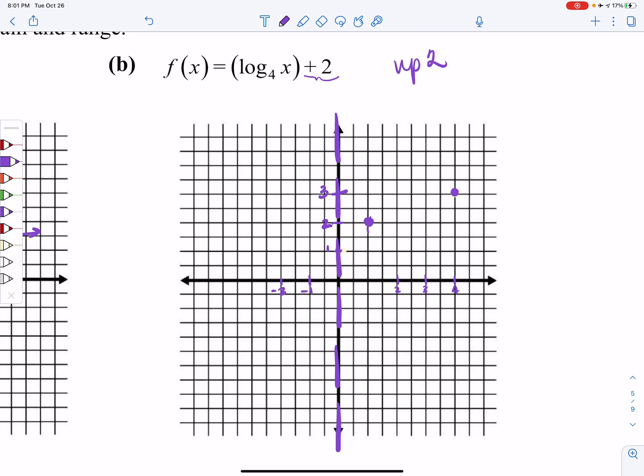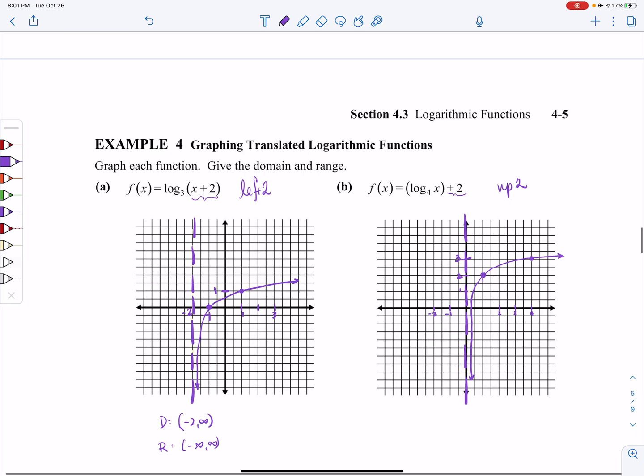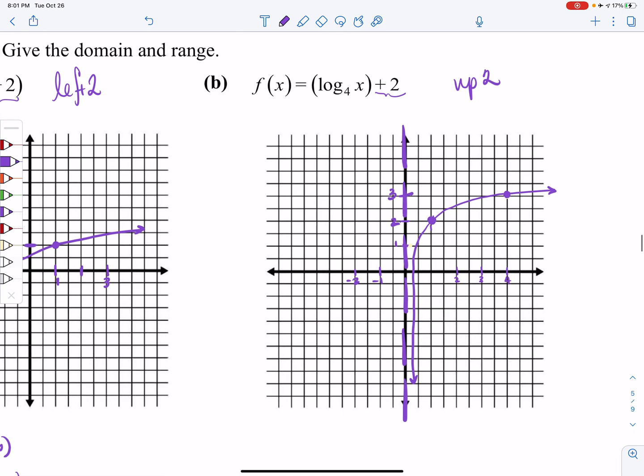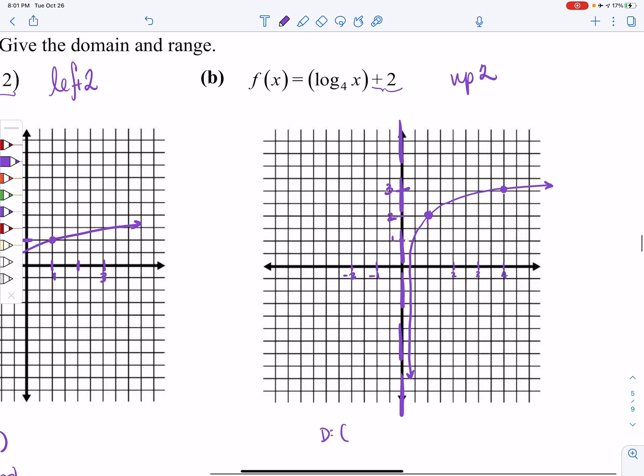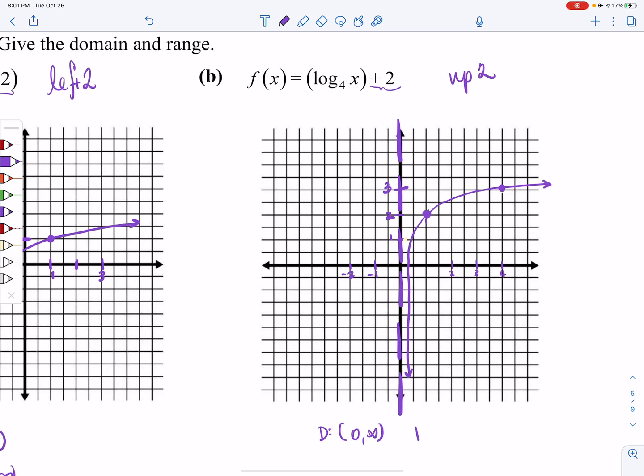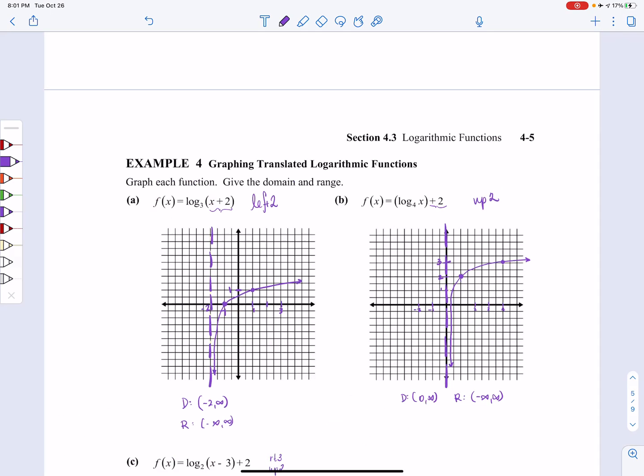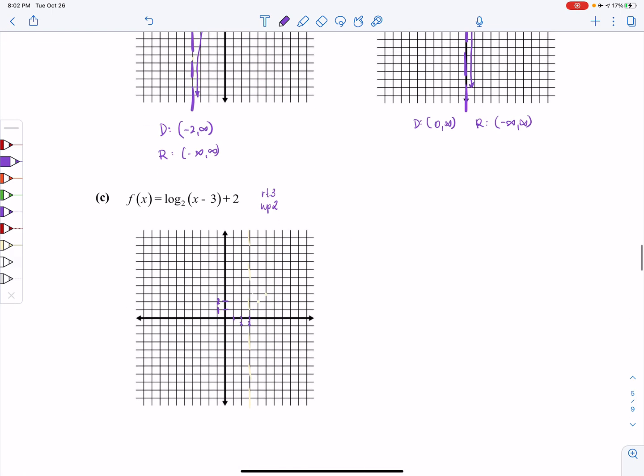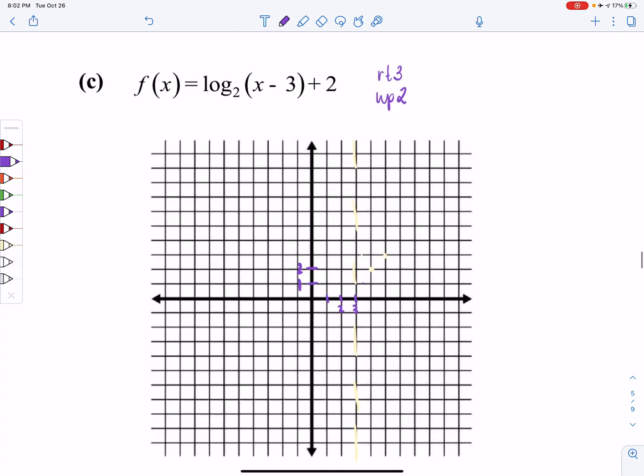The top half of the graph is the one that looks like half of a parabola tipped over on its side. The bottom half of the graph is the one that's going to be getting closer to the vertical asymptote. Domain on this one is going to be from 0 to infinity, and the range from -infinity to +infinity. All right, we have one more, I believe.